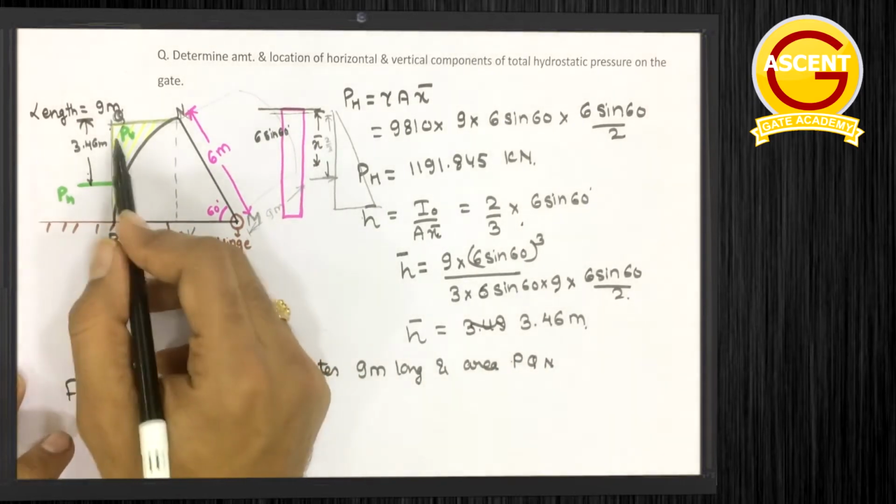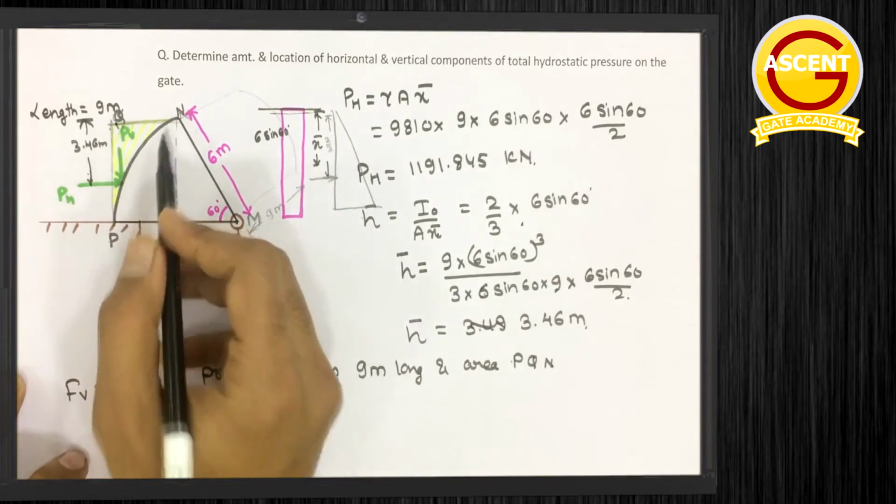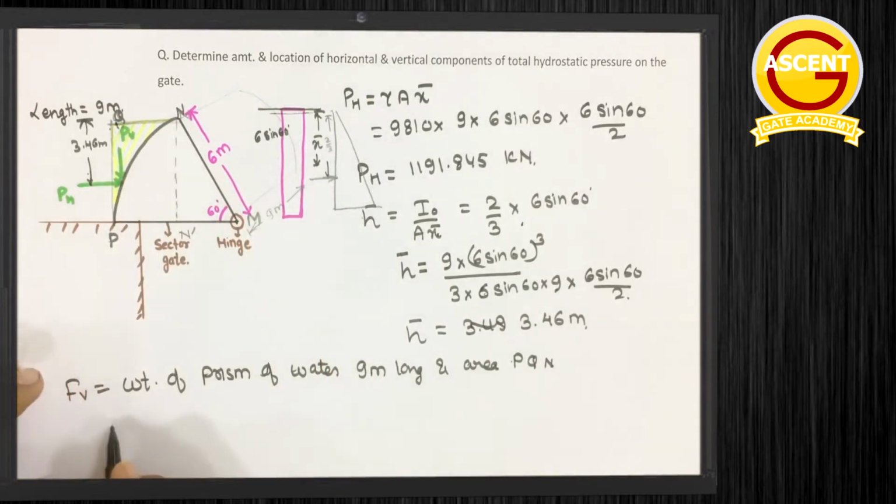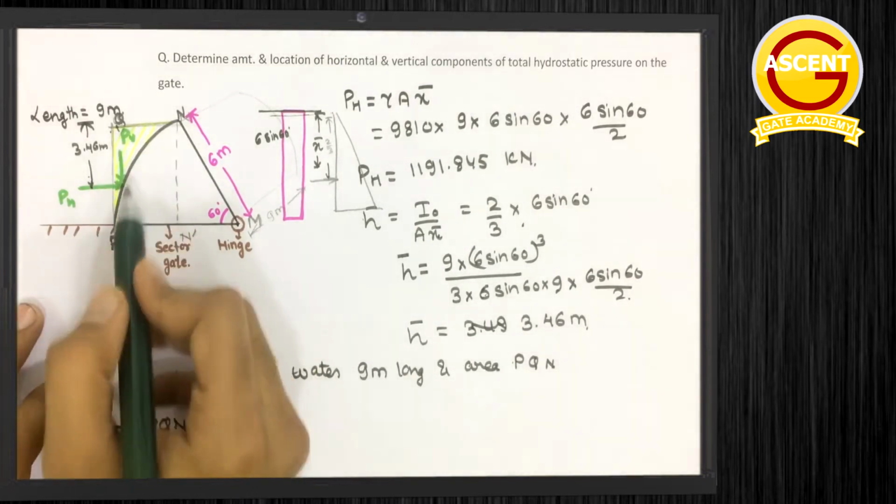This is the weight of the prism of water, which is 9 meter long and having area PQN. Now further, how can we determine this area PQN? Let us understand how we can find it.